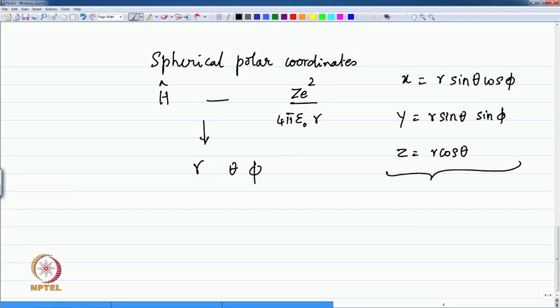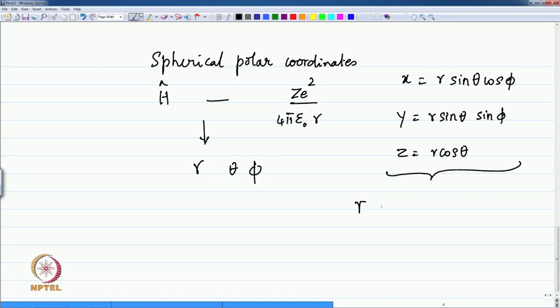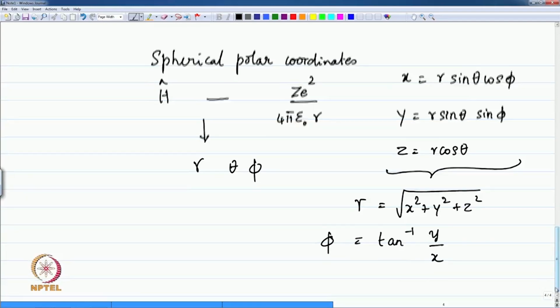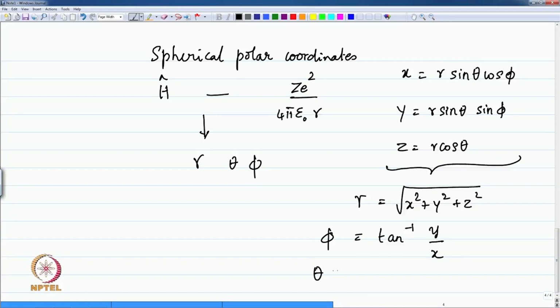These are the equations for the transformation between polar and Cartesian coordinates, and the inverse transformation is of course r is square root of x square plus y square plus z square. If you take the ratio of x by y, r sin theta cancels off and you have cot phi, or phi is tan inverse y by x, and the last relation is theta, which is given in terms of tan inverse square root of x square plus y square divided by z.